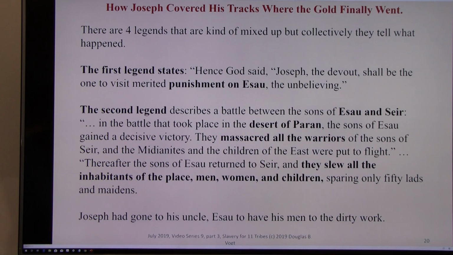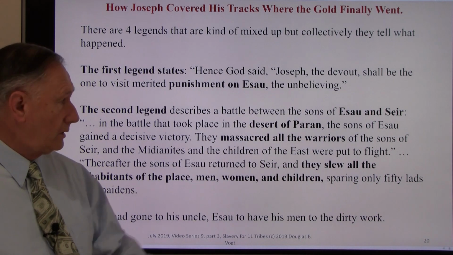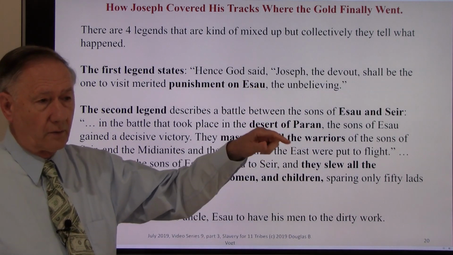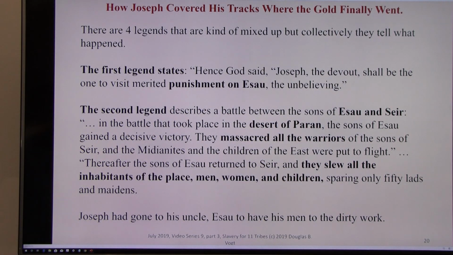Second legend describes a battle between the sons of Esau and Seir. Esau was fighting the town of Seir. The battle took place in the desert of Paran. Paran is one of the 7 coded names, an area coded for south of Mount Sinai. It was in that neighborhood. The sons of Esau gained a decisive victory. They massacred all the warriors of the sons of Seir, and the Midianites and the children of the east were put to flight. East of the flight, I guess Saudi Arabia.